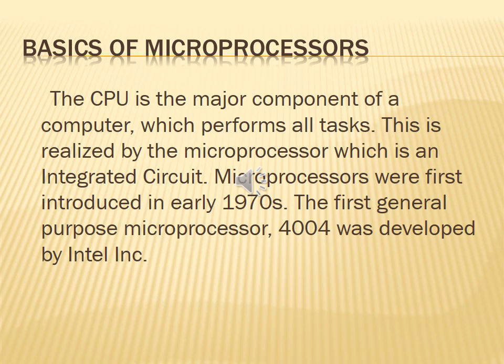So, what is the microprocessor? The microprocessor, also called the CPU, was first introduced in 1971. The first general purpose microprocessor was the 4004, developed by Intel Inc.